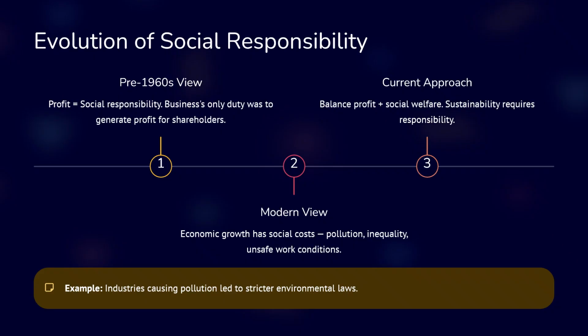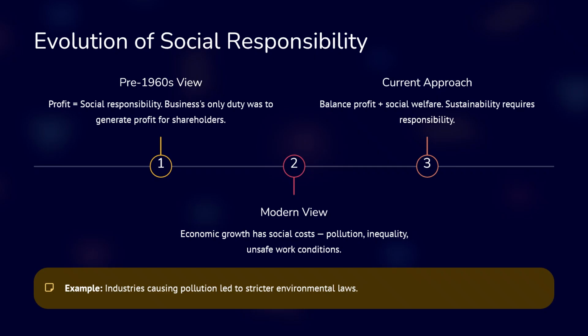Therefore, a new understanding emerged. Economic growth does not always lead to social progress. Because of this, businesses are now expected to reduce these social costs and work for both economic and social betterment. For instance, industrial pollution led governments to introduce strict environmental laws.